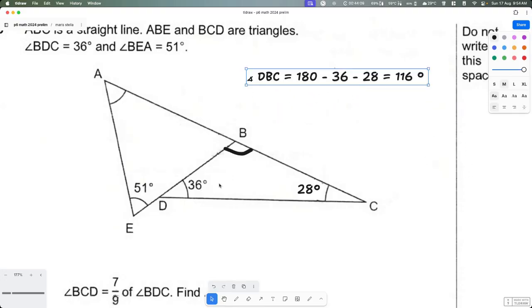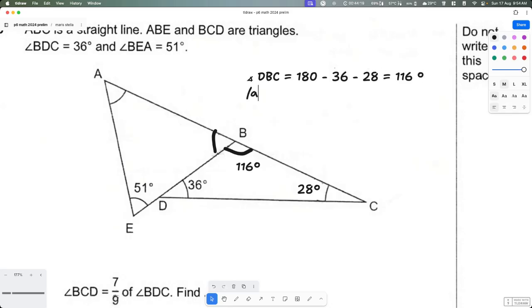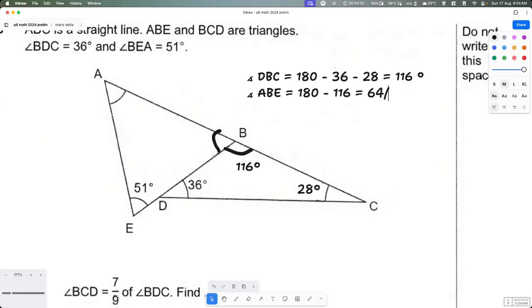So now we know that DBC is 116 degrees. Now we can get this angle, angle ABC, sorry, ABE. We can get it by 180 minus the 116. So 180 minus 116, this will become 64 degrees. Now we know that this is 64 degrees, and then we can find BAE.